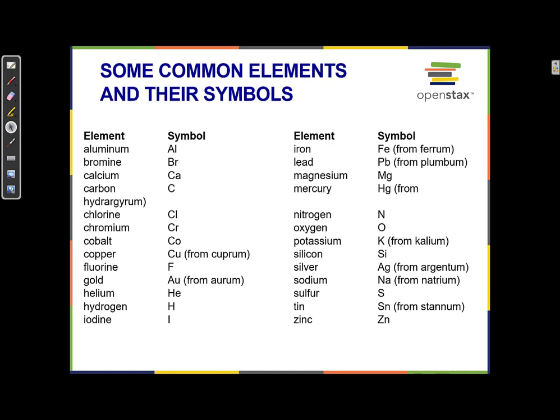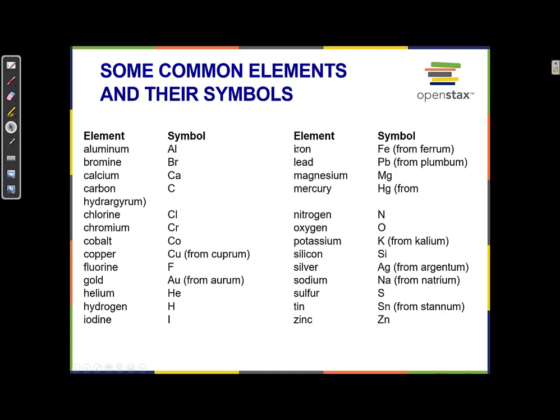So here are some elements and their chemical symbols. Most of the chemical symbols are the first one or two letters of the element. So most of these are pretty easy. They match up pretty well. Cu for copper is not quite right, because this one actually came from the Latin cuprum. So Cu came from the Latin word for copper. And Au came from the Latin word for gold, which is aurum.